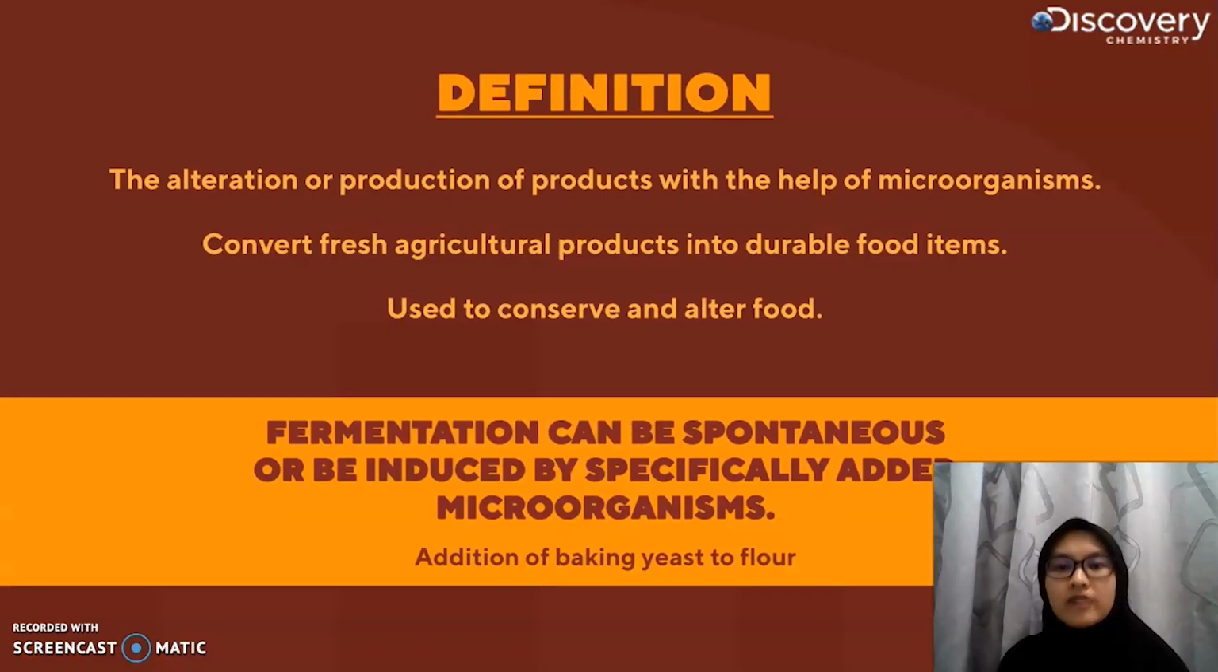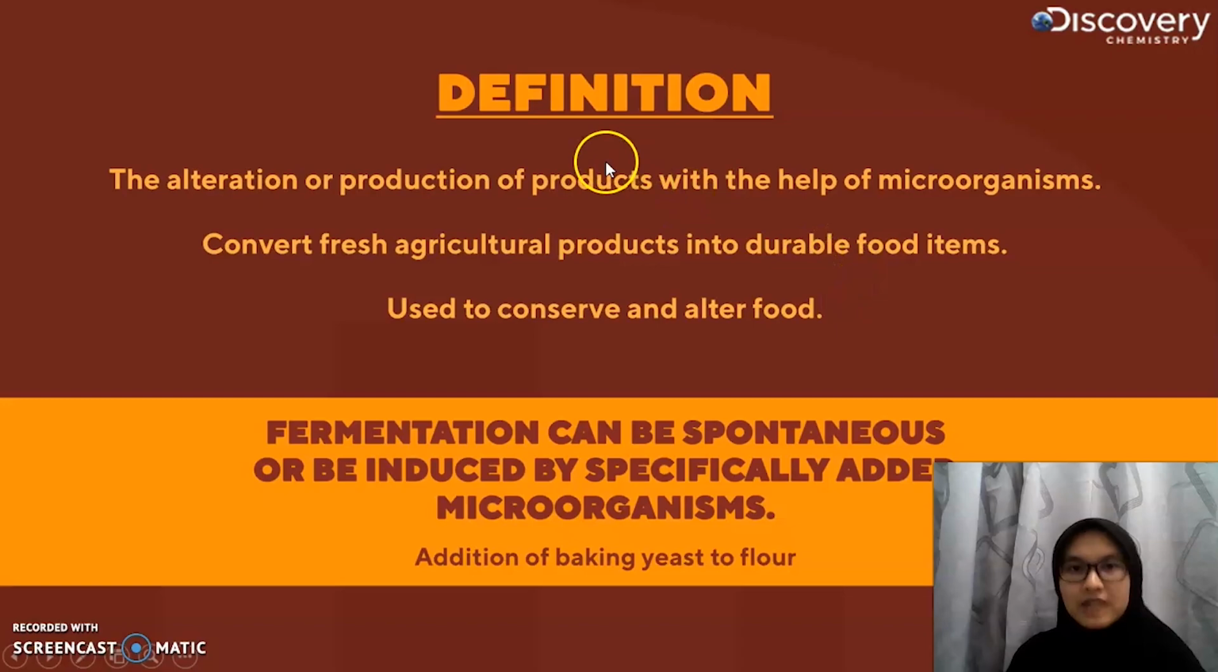Okay, so first of all, we have to know what is fermentation. Fermentation can be defined as the alteration or production of products with the help of microorganisms. Fermentation has been used to conserve and alter food since long time ago. Fermentation was a method of choice to convert fresh agricultural products into durable food items. A few examples of fermented food products that we all know are soy sauce, vinegar, yogurt, and many more.